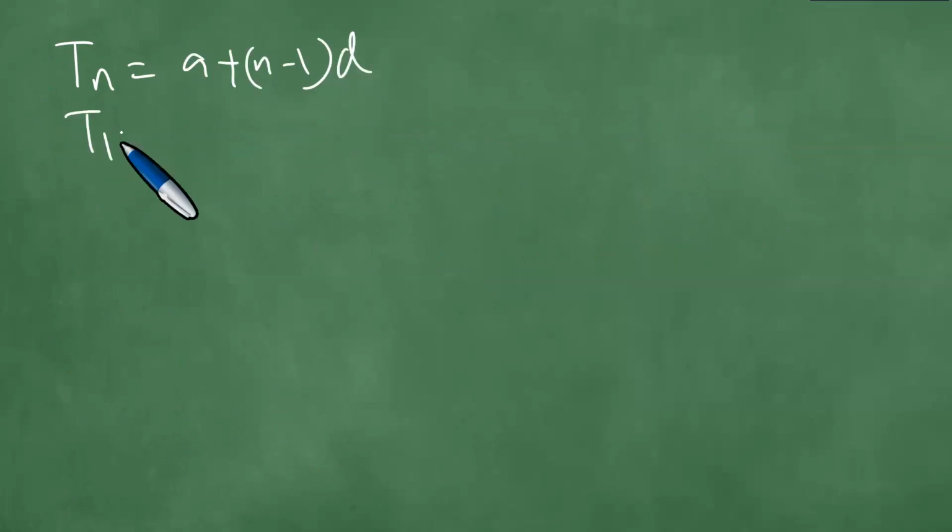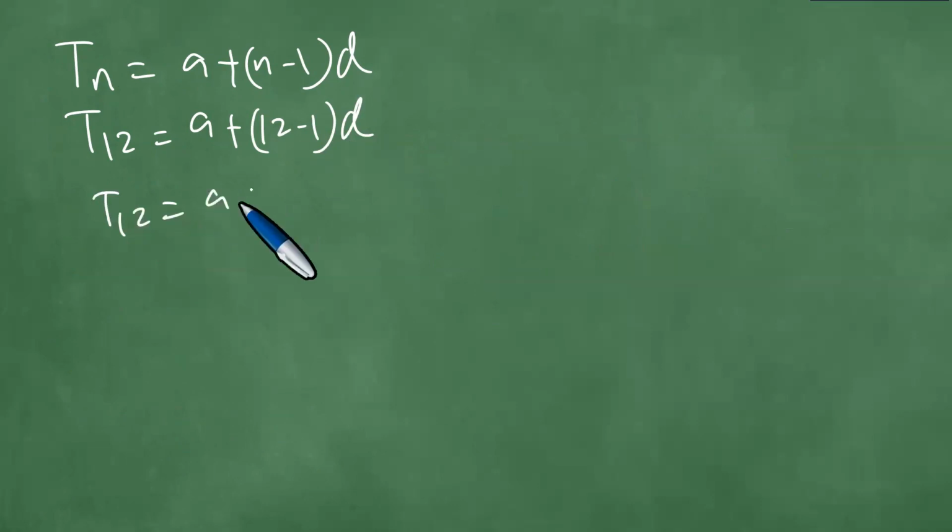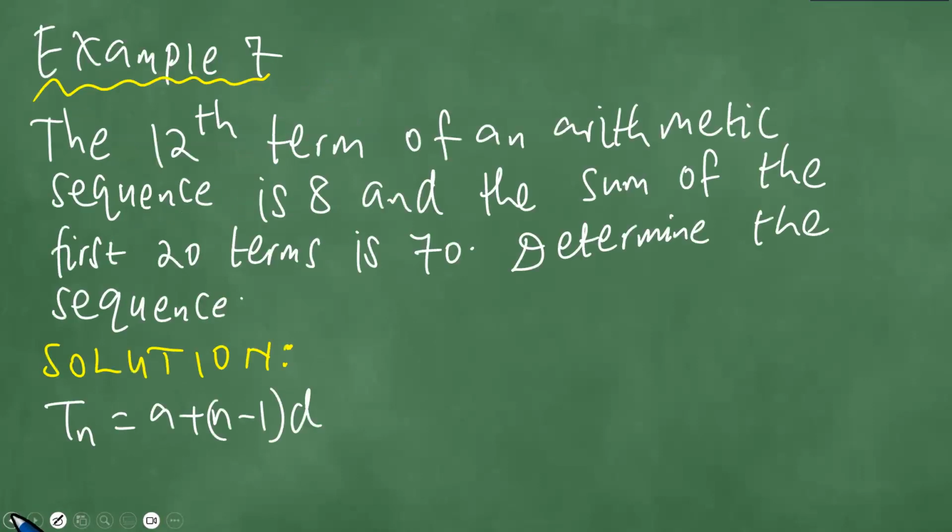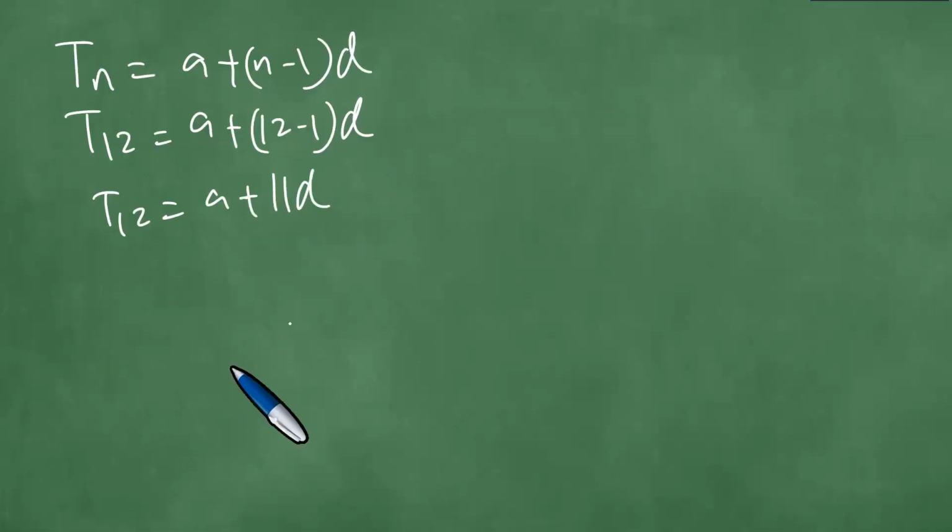Then the 12th term is a plus 11d. The 12th term of an arithmetic sequence is 8. So this 12th term is equal to what? It's equal to 8.